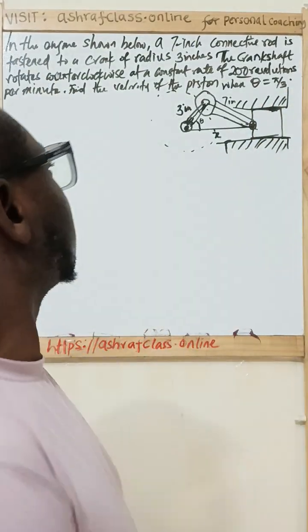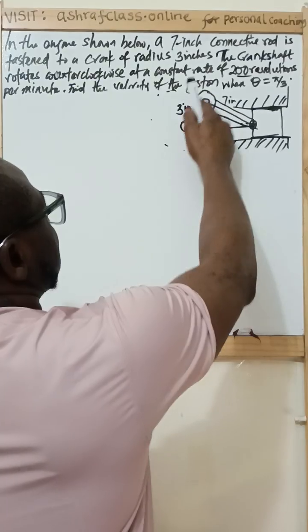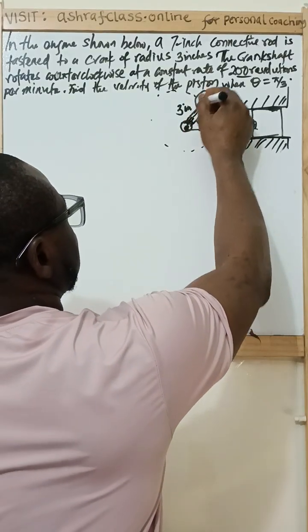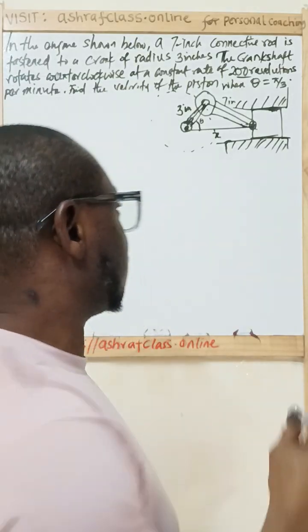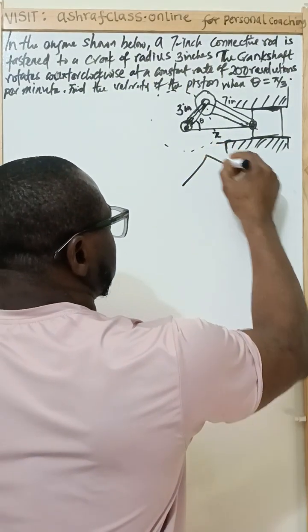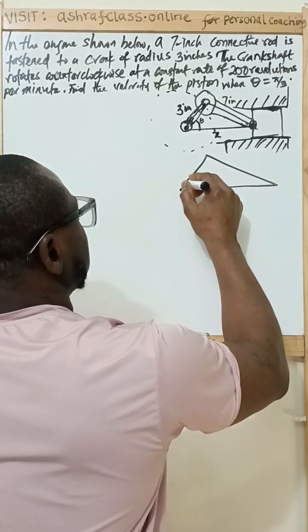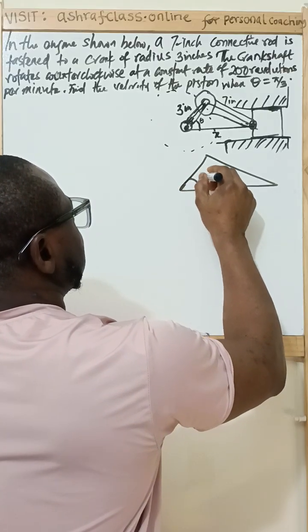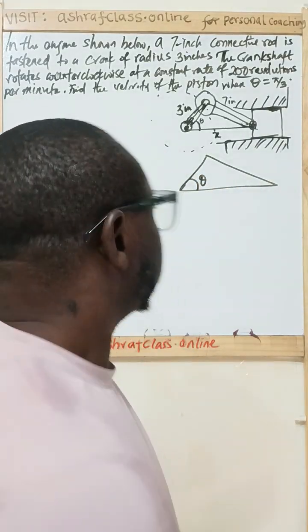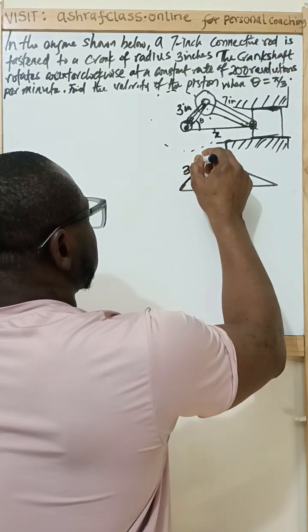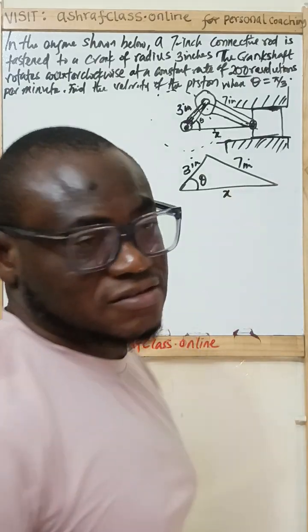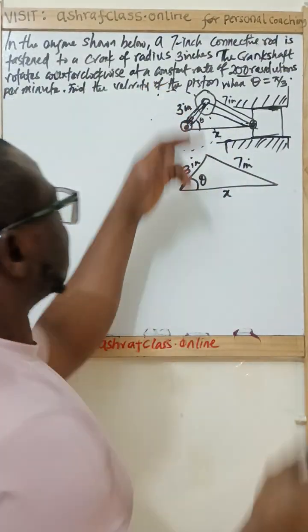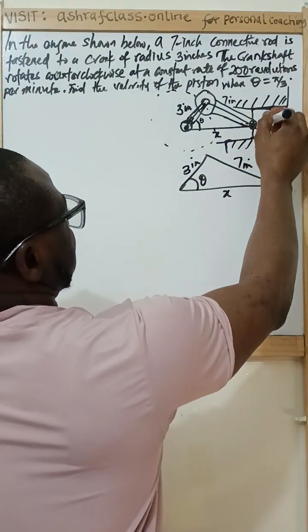This particular diagram brings out the shape of a triangle, so let's bring out that shape. This is the angle theta. This side is 3 inches, this one is 7 inches, and this is x. What we are asked to find is the velocity of this piston.